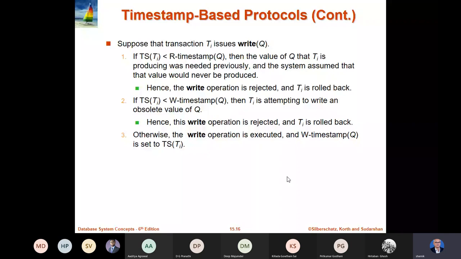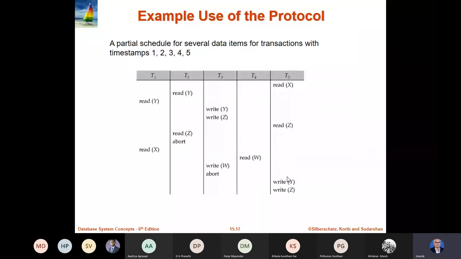Otherwise, the write operation is executed and the write timestamp of Q is set to the timestamp of Ti. So that is simply the protocol. That's all. Now consider this type of schedule for several data items, for transactions with timestamps 1, 2, 3, 4, 5. You can see that the timestamps of T1 to T5 are 1, 2, 3, 4, 5.